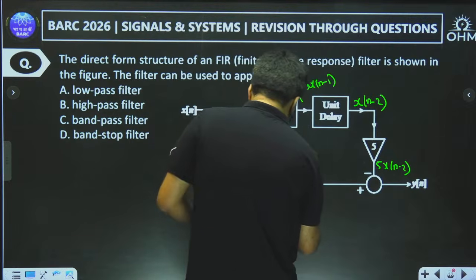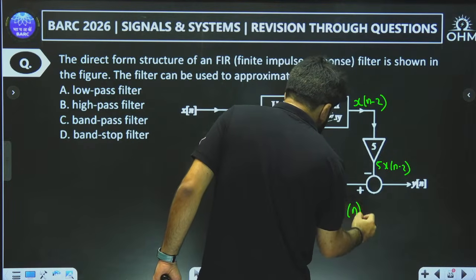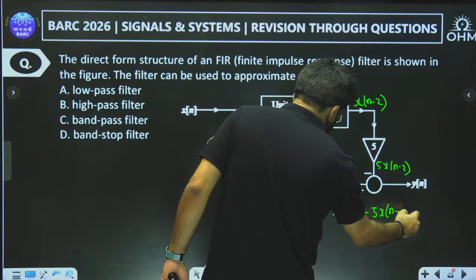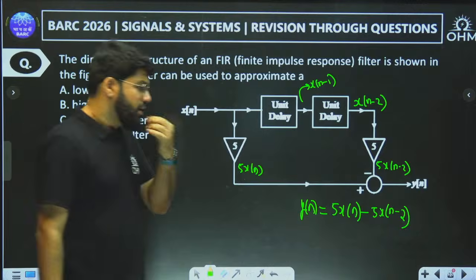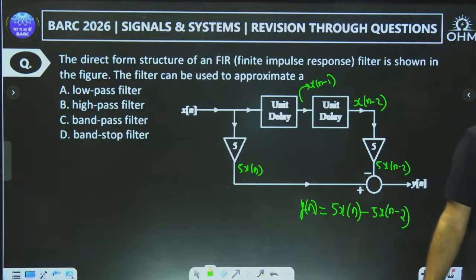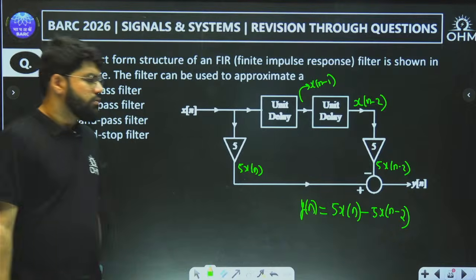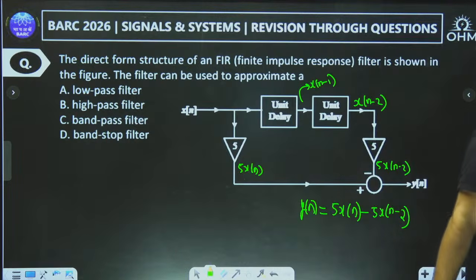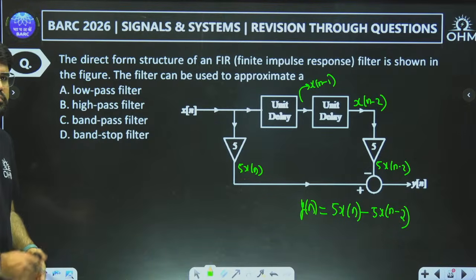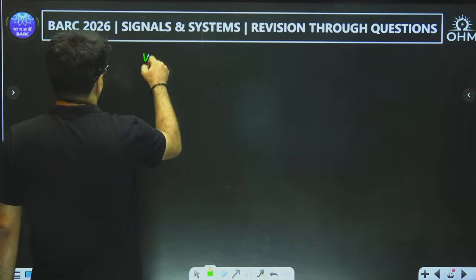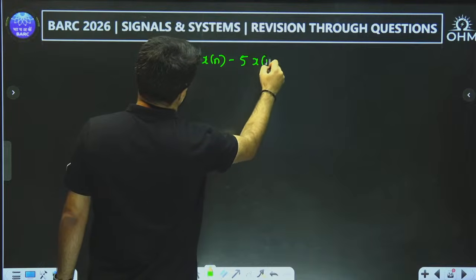And then the output equation finally is how much? With the plus sign, you have 5x[n] minus 5x[n-2]. So y[n] is equal to 5x[n] minus 5x[n-2].